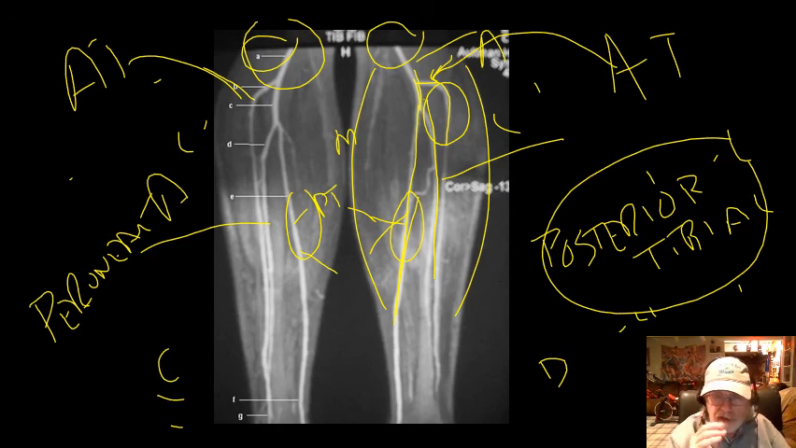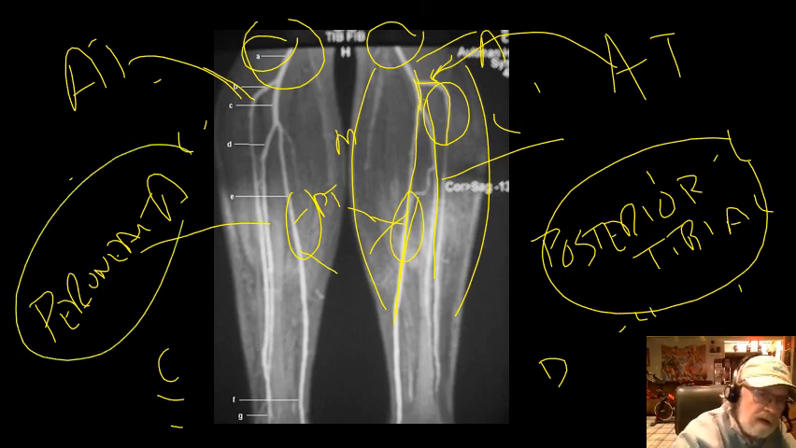Sometimes you're able to feel it in the area just anterior to the lateral malleolus. If you feel the lateral malleolus at the ankle level, you might feel a small little pulsation, and that would be that area of the peroneal artery.